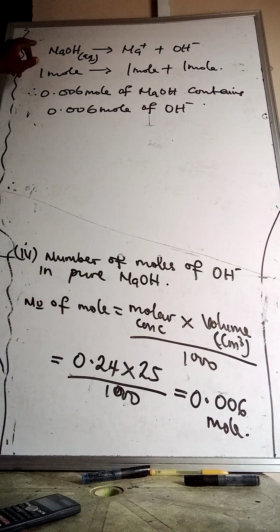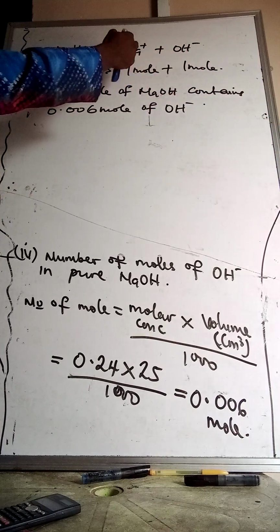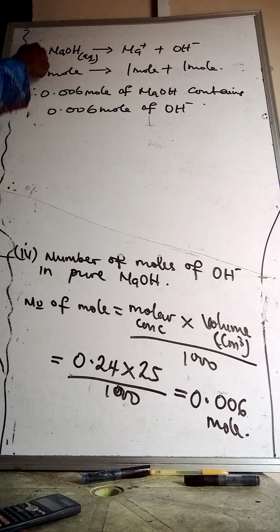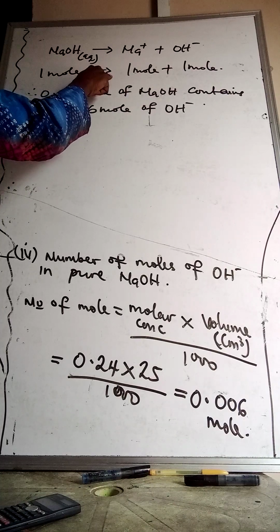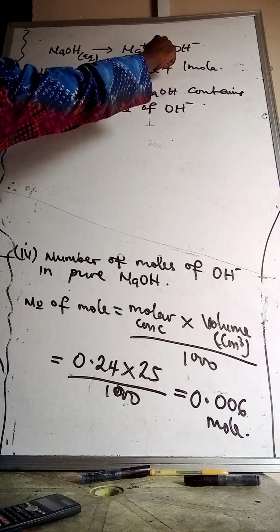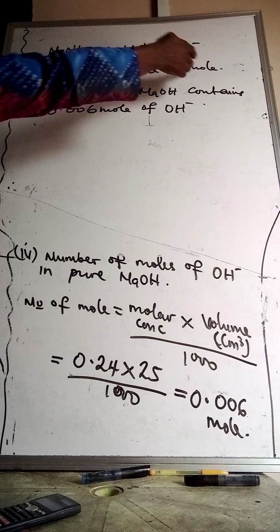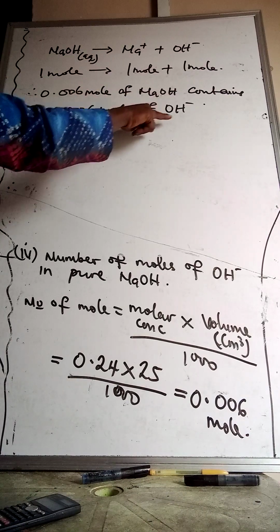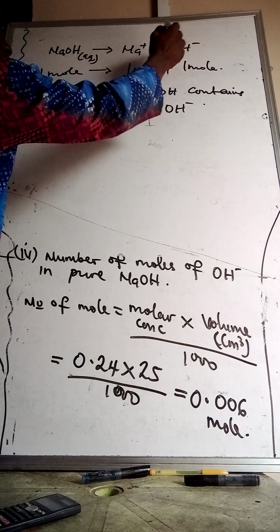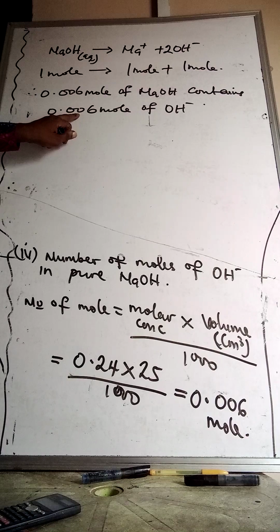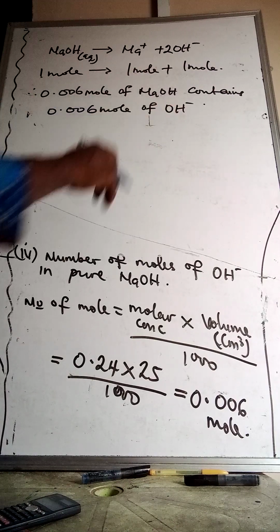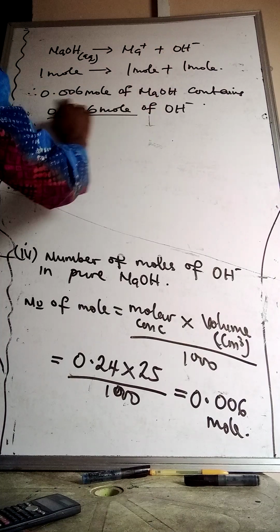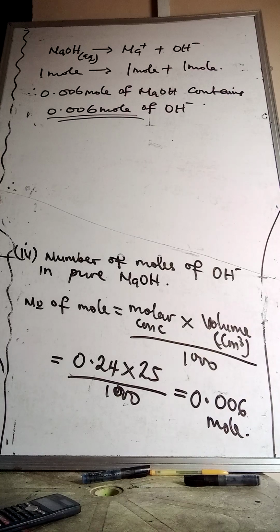of sodium hydroxide, we will now write sodium hydroxide and dissociate it. This is called dissociation. We break this down into its ions. And the ions are sodium ion and hydroxyl ion. So 1 mole, there is an invisible one here. 1 mole of sodium hydroxide produces 1 mole of sodium ion and 1 mole of hydroxyl ion. So once 1 mole produces 1 mole of hydroxyl ion, definitely 0.006 mole of sodium hydroxide contains 0.006 mole of hydroxyl ion. Supposing we have something like 2 here, we multiply this 0.006 by 2 to give us the answer. But since there is nothing like that, it remains 0.006 mole of hydroxyl ion.